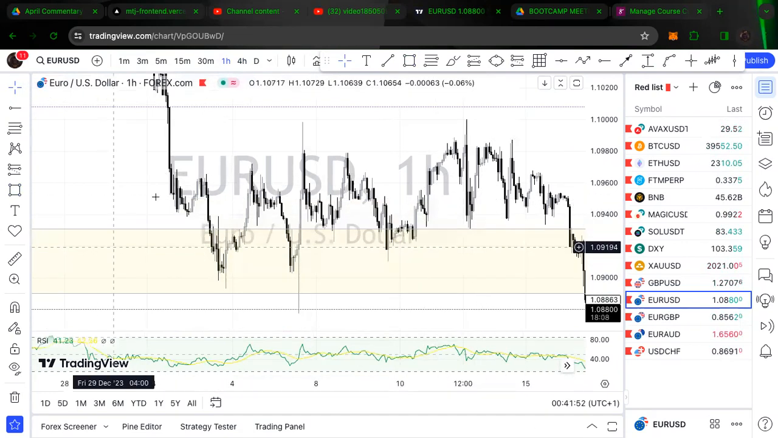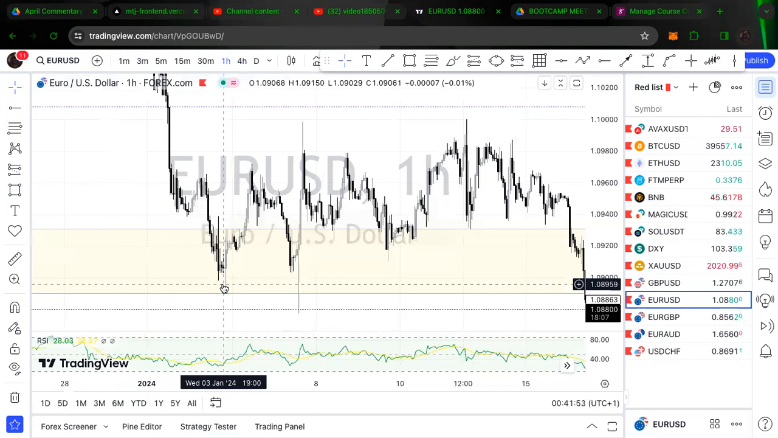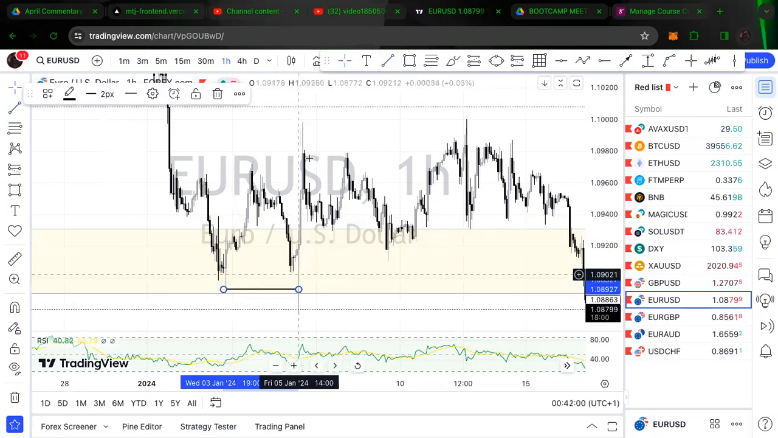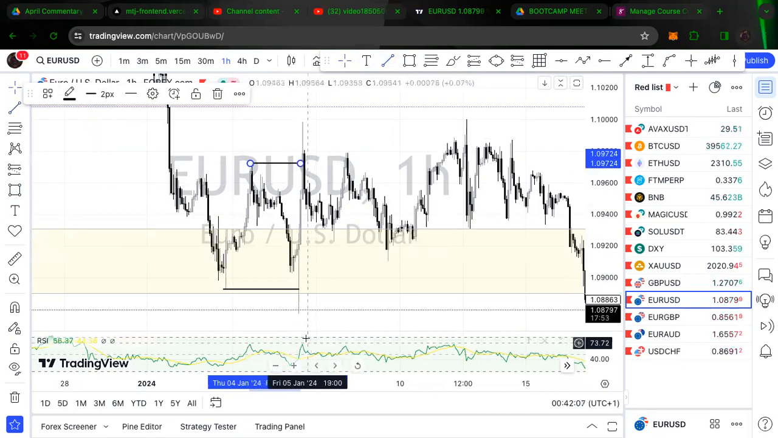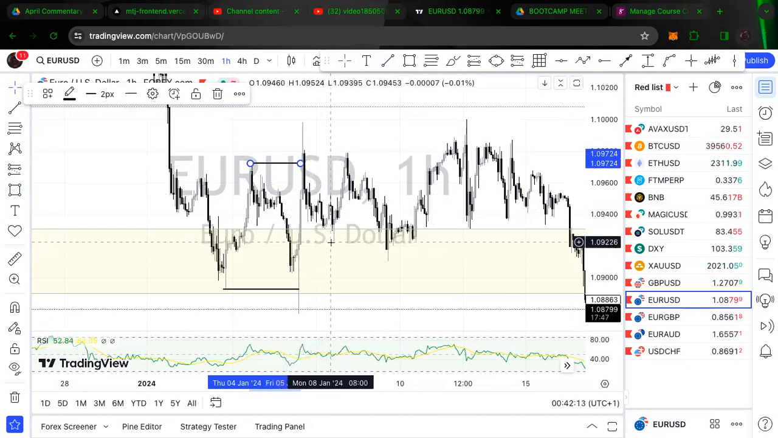Found it. So price tapped into the area here. What we're waiting for is a sweep of that area, right? So we had a sweep, and an instant break of the area. So we have our A here. We have our B here. Remember, we have our A, our B. And then we have a pullback that formed our C.